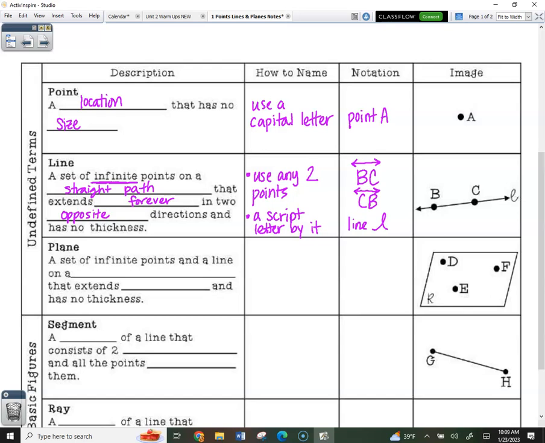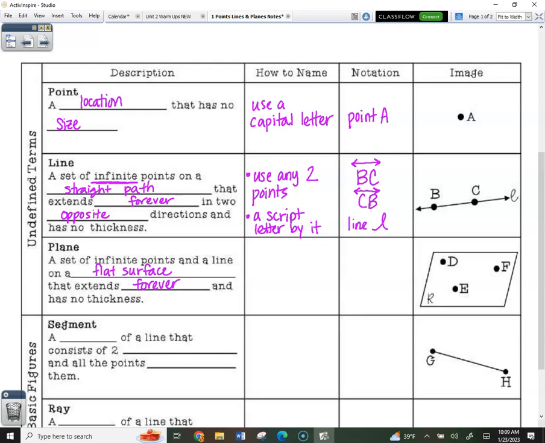Okay, the next one, plane. A set of infinite points and a line on a flat surface that extends forever, and has no thickness. How do you name a plane? You name it by any 3 non-collinear points.